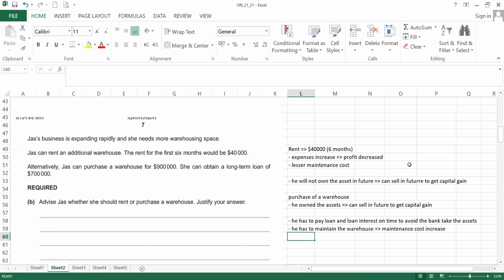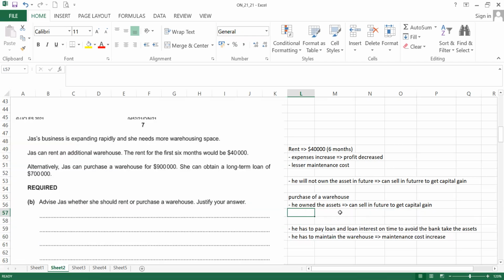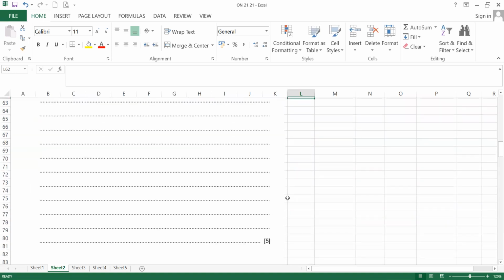Okay, we talk about one more advantage. He can sublet to other tenants to earn some income from rental. So this is an advantage. So now we make it into, let's see, 5 marks.